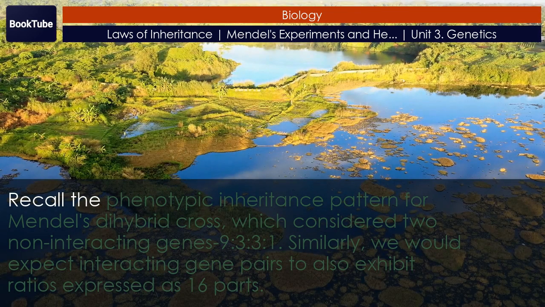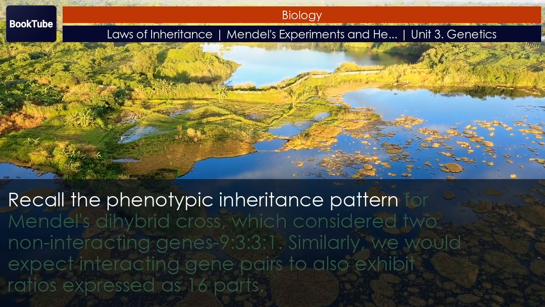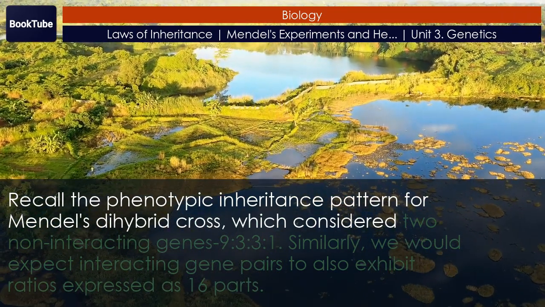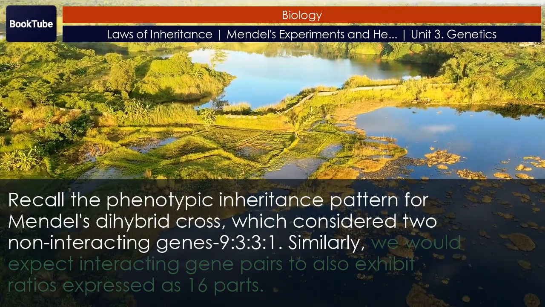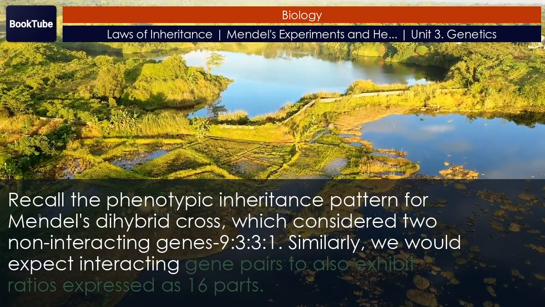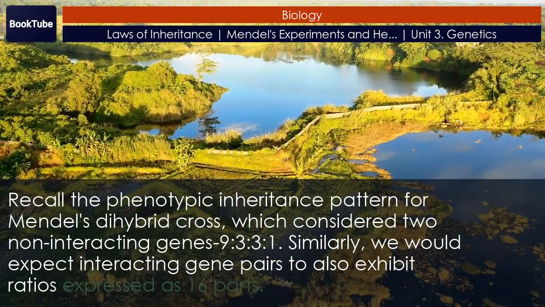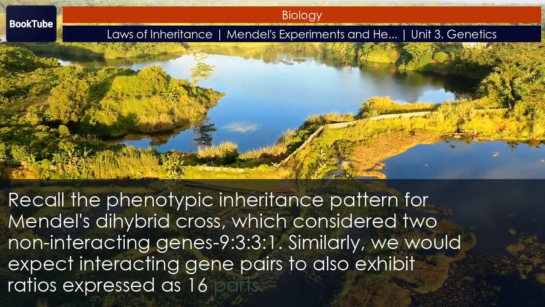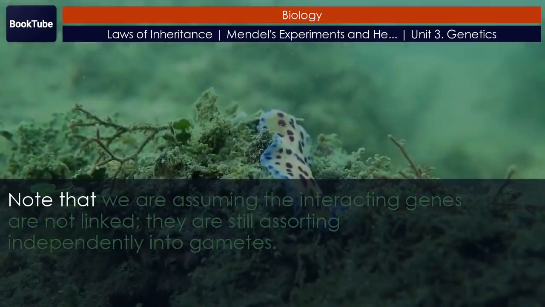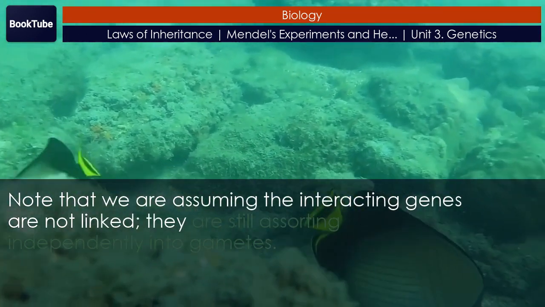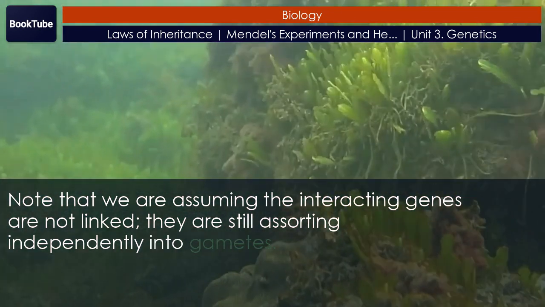Recall the phenotypic inheritance pattern for Mendel's dihybrid cross, which considered 2 non-interacting genes: 9 to 3 to 3 to 1. Similarly, we would expect interacting gene pairs to also exhibit ratios expressed as 16 parts. Note that we are assuming the interacting genes are not linked. They are still assorting independently into gametes.